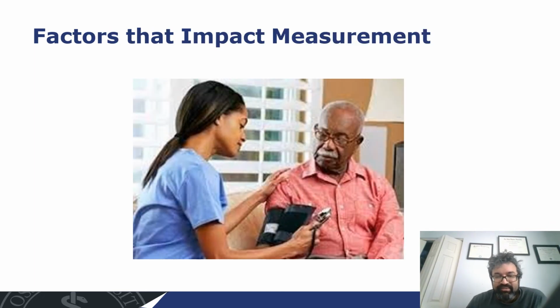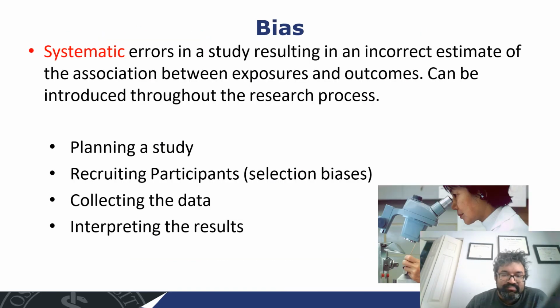So now we'll talk about bias, factors that impact measurement. Bias is a systematic error, not a random error, systematic error in a study resulting in an incorrect estimate of the association between exposures and outcome. So this could be introduced throughout the research process, planning a study, recruiting participants, selection biases, collecting the data, and interpreting the results. So these are all levels and portions where bias can kind of bleed into.